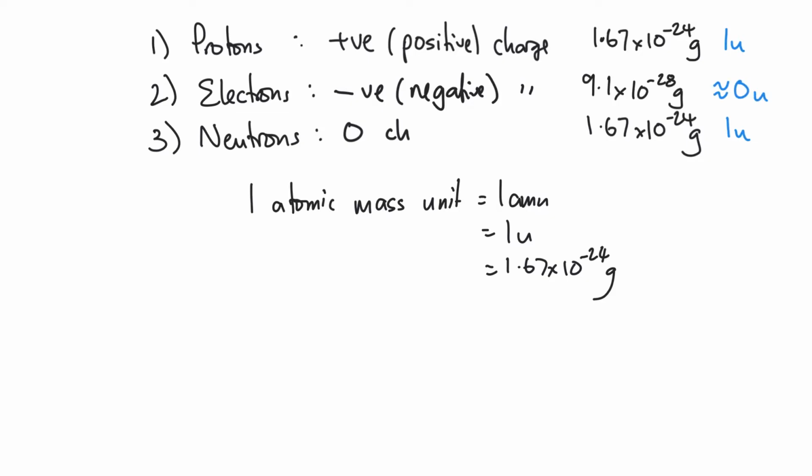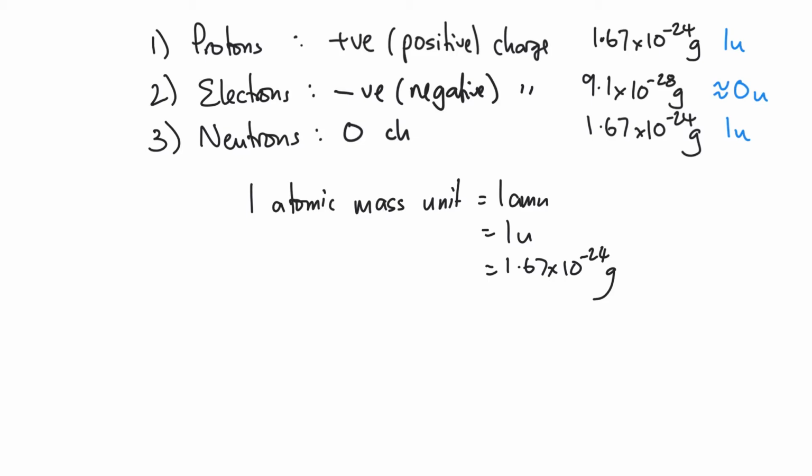But what we're going to do is say, for all intents and purposes, it has no mass at all. So you'd have to have 2,000 electrons to have the mass of one proton or one neutron. And no atom's going to have more than 118 electrons. So it doesn't even come close to weighing the same as a proton or a neutron. So we're going to ignore it.